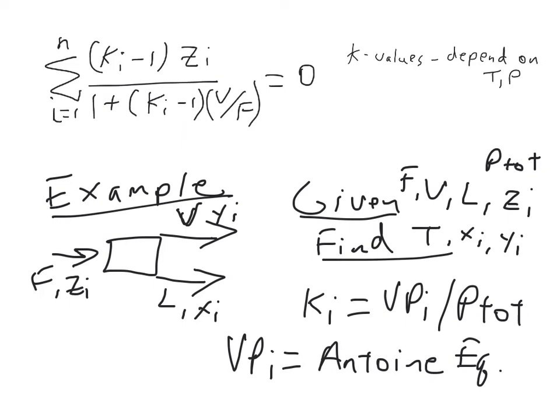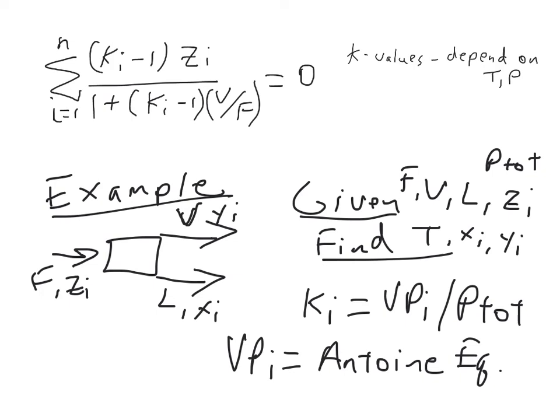Once I've found that right temperature, then I can go ahead and use my other equations for multi-component flash drums to solve for the Xi and Yi values. And we could do a similar setup if we were, for instance, asked to find the pressure. In this case, the K value depends on the total pressure, so I might have to iterate on the total pressure, or guess the total pressure, such that the Rachford-Rice equation is satisfied.